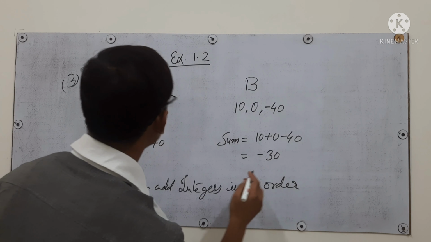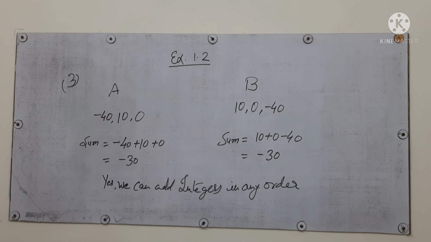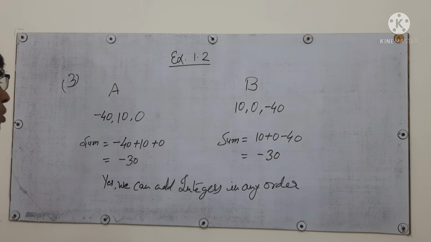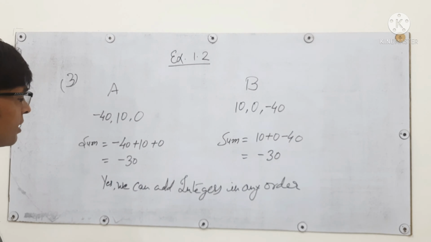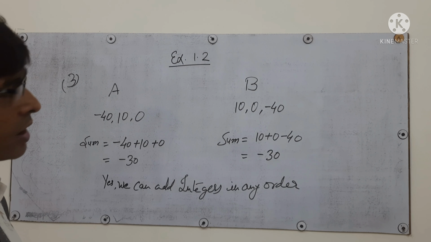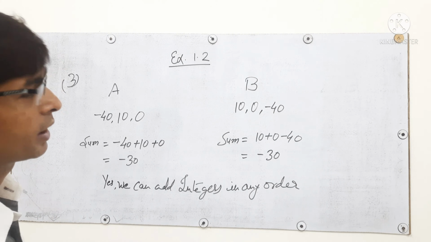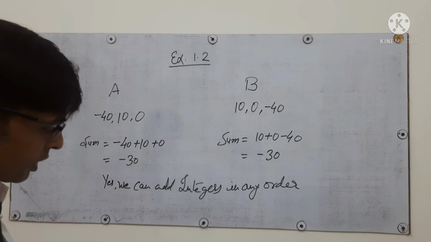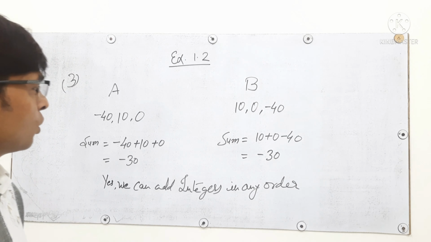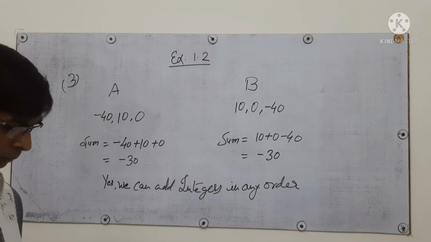And here, where team A has scored minus 40, 10, 0, and B has scored 10, 0, 40, when we change their order also, then we will get the same number. It means that we can add integers in any sequence, but the answer will be the same. Okay, so you can see from here how easy these questions are. So you can note it down.